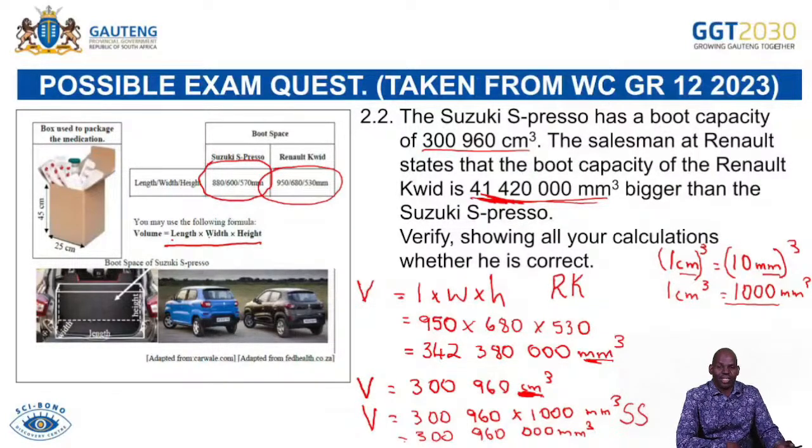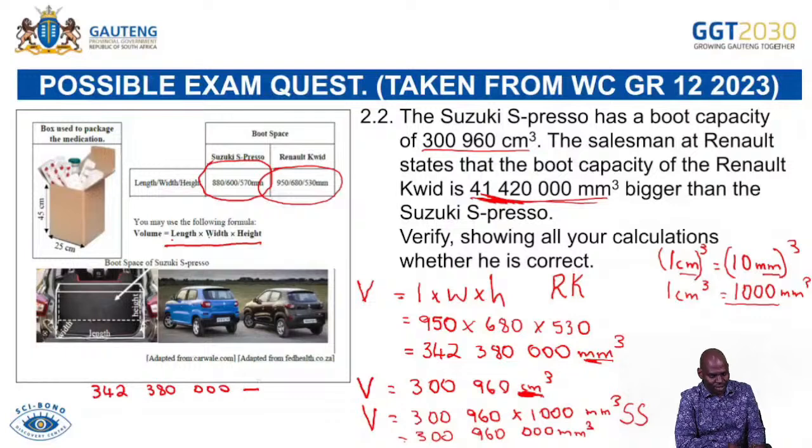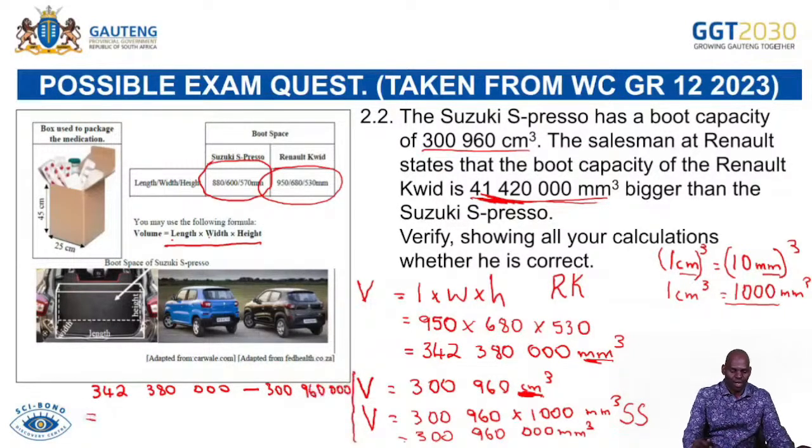Now I have to check the difference. If I take the bigger one, in this case the big one is 342,380,000. Now I subtract 300,960,000. We want to check if the difference is 41,420,000.